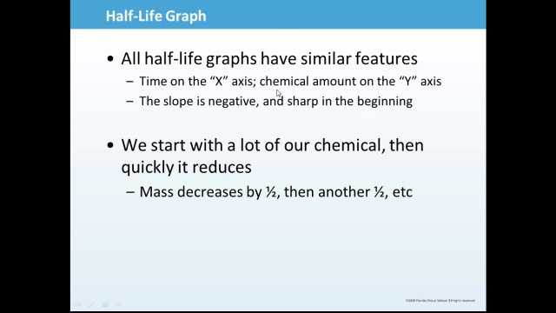We can graph the half-life. All half-life graphs have similar features. We have the time on the x-axis and the amount on the y-axis. The slope is going to be negative and it's sharp in the beginning. This is because we start with a lot of our chemical, like 100, and then it quickly reduces. 100 to 50, 50 to 25, not so much of a drop, right?